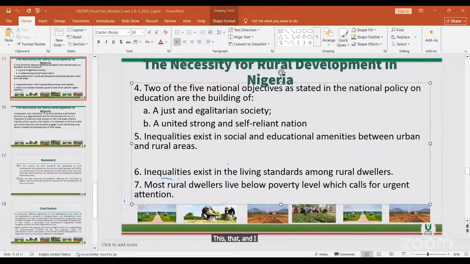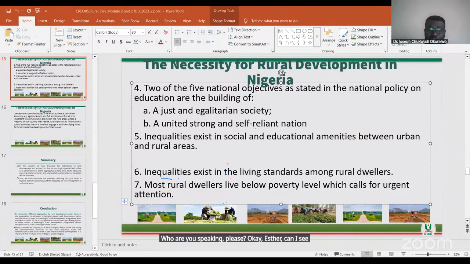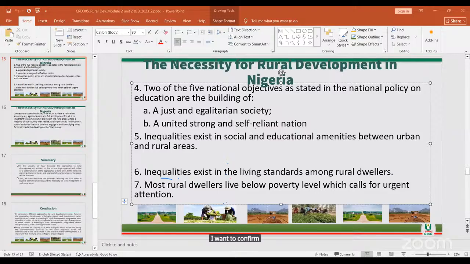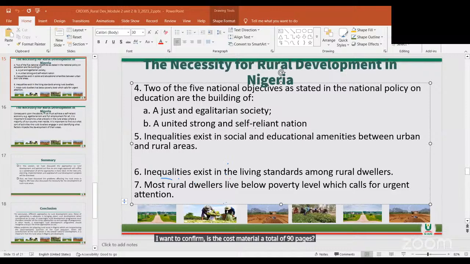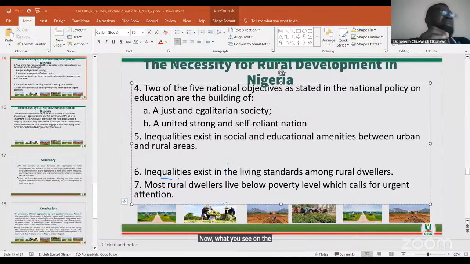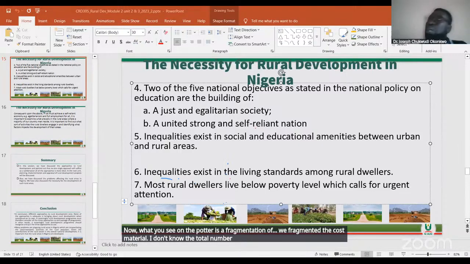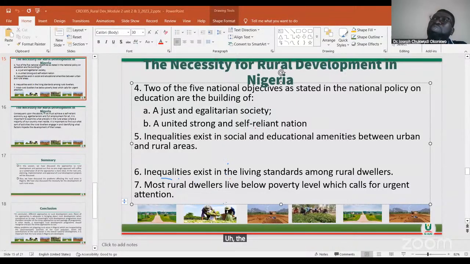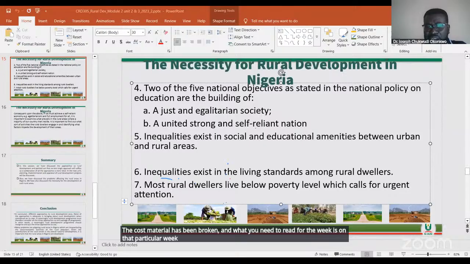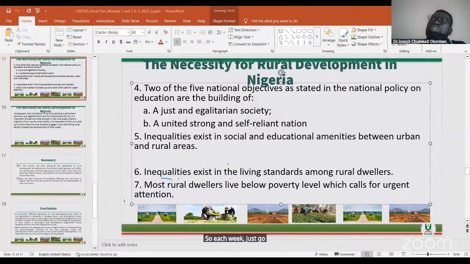Okay, Esther, can I say? Yes, I want to confirm. Is the course material a total of 90 pages? Now, what you see on the portal is a fragmentation of the course material. I don't know the total number of pages, but each week the course material has been broken, and what you need to read for the week is attached on that particular week. So each week, just go to the instructional material there, you will see the course material for that week.